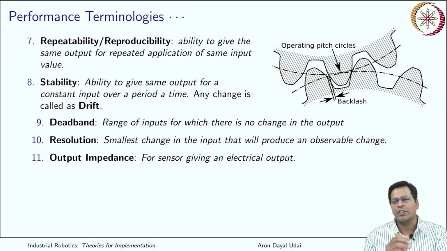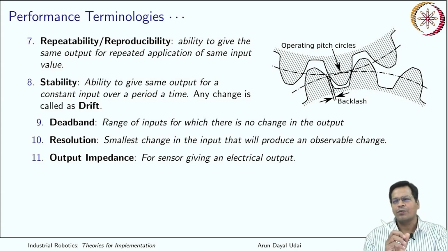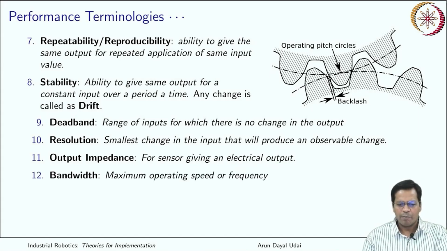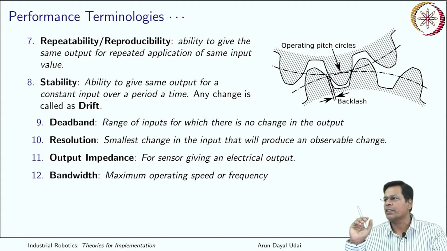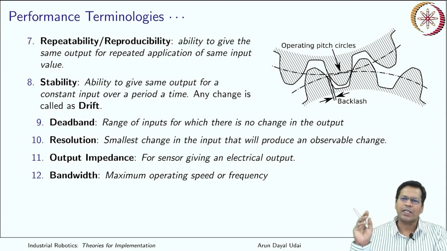Let's say it is giving you 0 to 5 volt full scale. When it is connected, it gives you 0 to 4.98 full scale value. Okay, so that impedance matters here. So normally it is very, very important in the case of electrical output. Bandwidth is the maximum operating frequency, how fast your device can change. Okay, that again is very, very important.